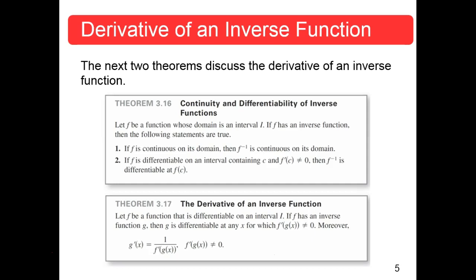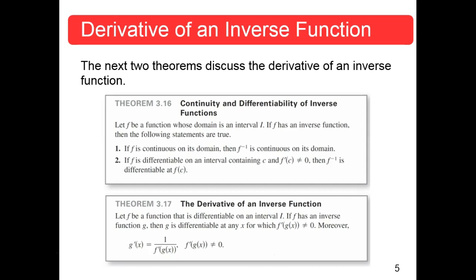I hate this because these are different C's, okay? They're not being very precise here, okay? No, they said it right. F inverse is differentiable at F of C. That would be the Y value of this is the X value, the input of that. Okay, so there's the first one.